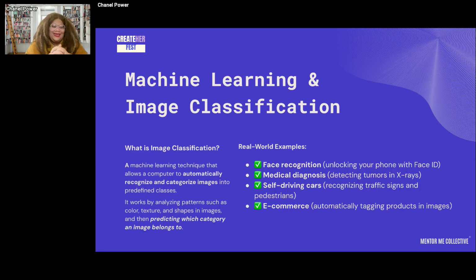So what is image classification? You may also see this in the glossary, but specifically it's a technique that allows our computers to automatically recognize and categorize images. It also allows us to analyze specific patterns, again color, texture, and shapes, and then predict which category a specific image belongs to.